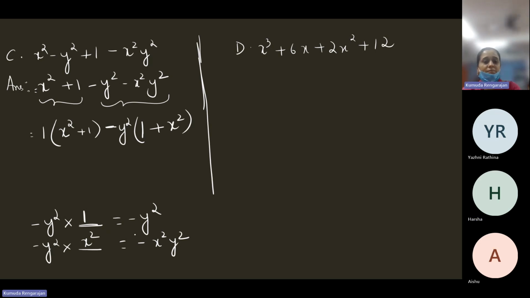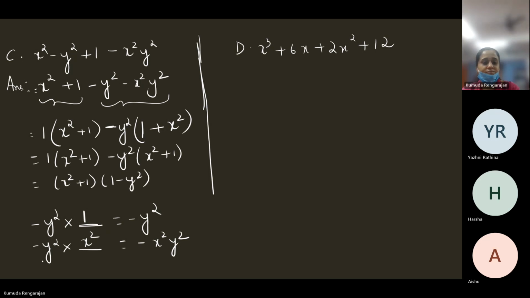So now x squared plus 1 in this bracket, and here we have 1 plus x squared. Both are the same. a plus b, b plus a, both are the same. If it was x squared minus 1 and 1 minus x squared, they are not the same. So here you can write it like this: minus y square into x square plus 1. Now we have x square plus 1 common in both the brackets into 1 minus y square.